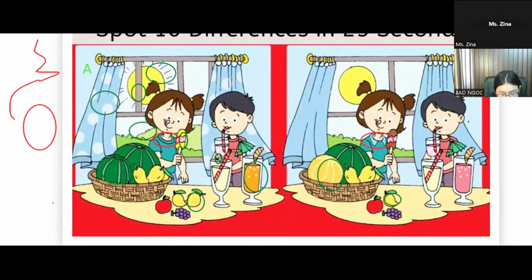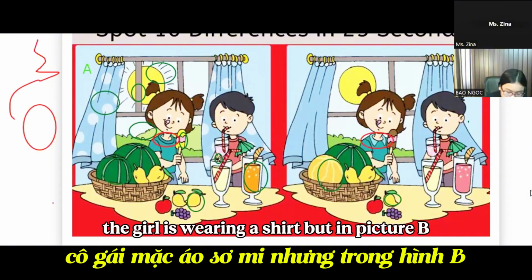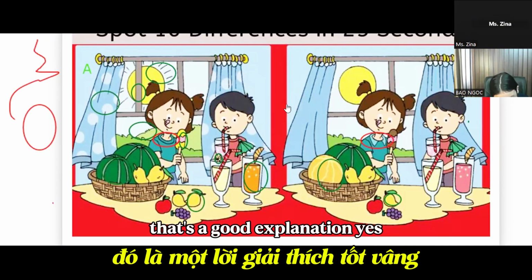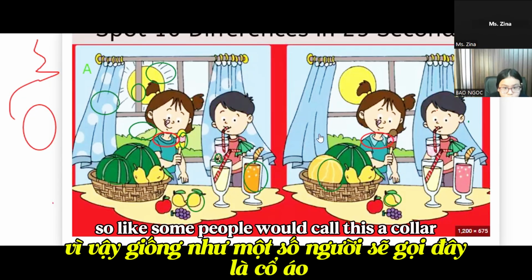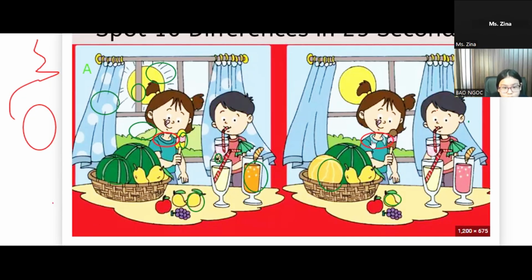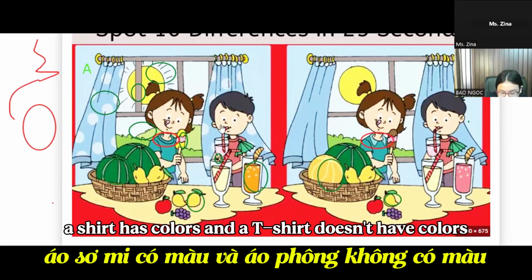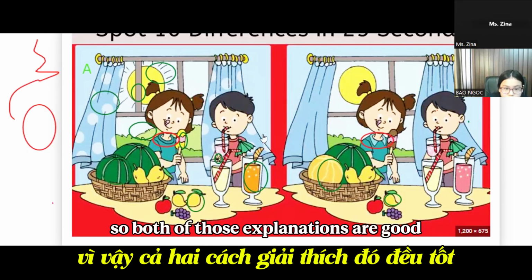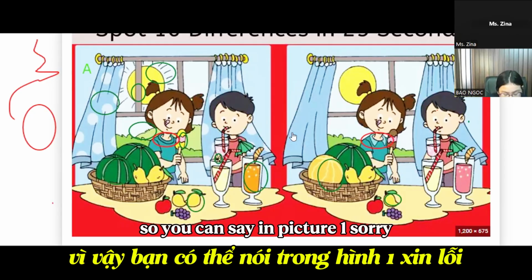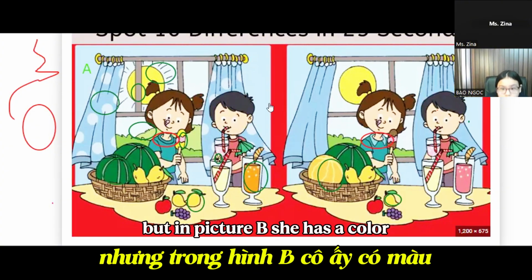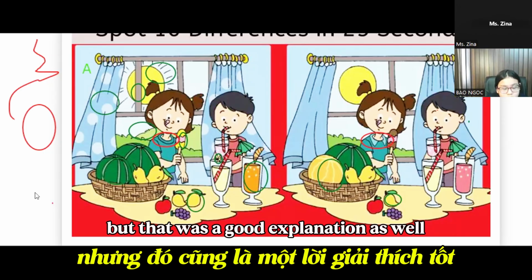So the girl is wearing a shirt, but in picture B, the girl is wearing a t-shirt. Good, that's a good explanation, yes. Some people would call this a collar. So this is a collar. Yes, a shirt has collars and a t-shirt doesn't have collars. So both of those explanations are good. You could say in picture A, the girl has no collar, but in picture B, she has a collar. But that was a good explanation as well.